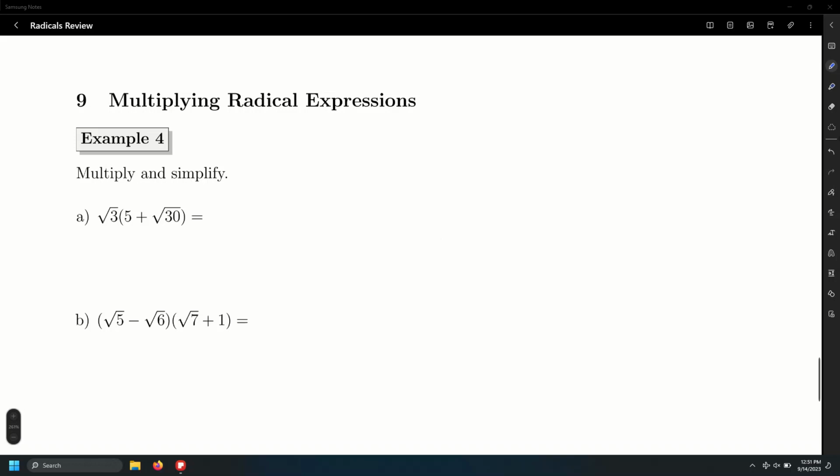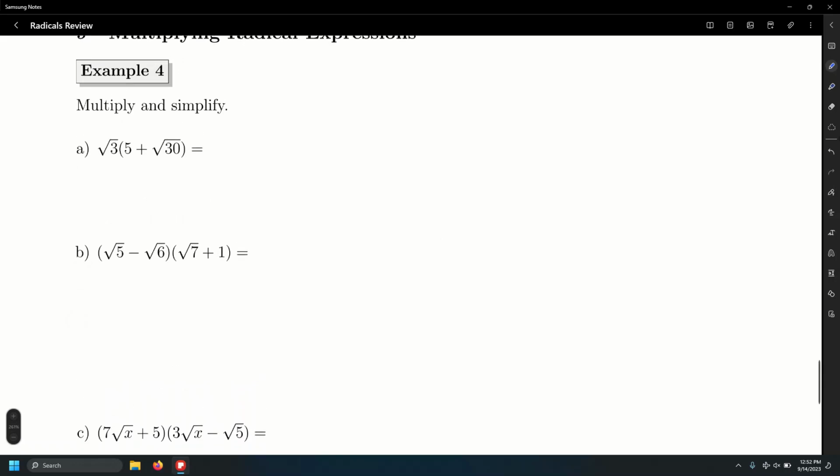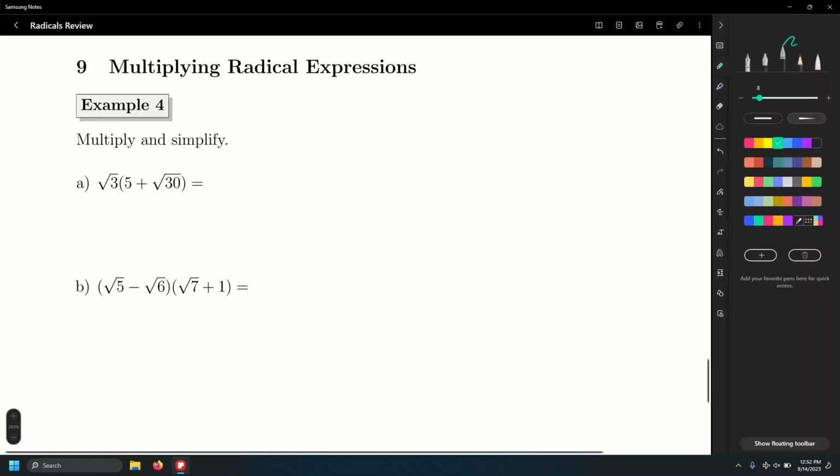Mathematical expressions, we are going to do exactly the same thing we would do with multiplying numbers or multiplying binomials. As you can see from these exercises right here, we have products of binomials. The first one is a simple case. We're going to do the square root of 3 multiplied by 5, and in this case, the square root of 3 times the square root of 30.